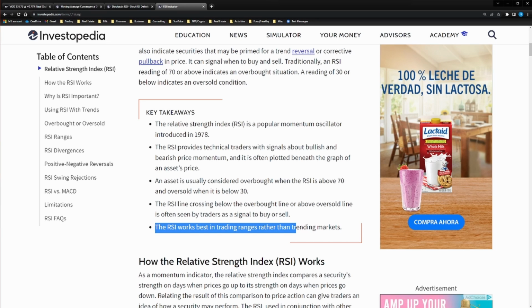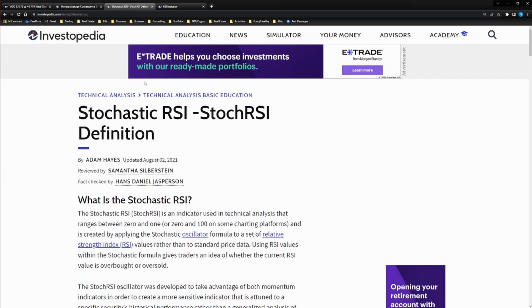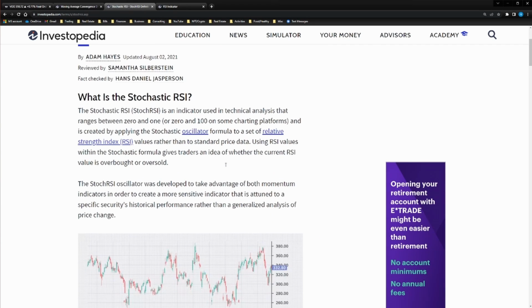The RSI works best in trading ranges rather than trending markets. So that's a key takeaway right here, this last one. This is one reason why I don't use the RSI, because I care to track more of the trending markets. So this is why I do use the stochastic. So let's look at the stochastic RSI here.